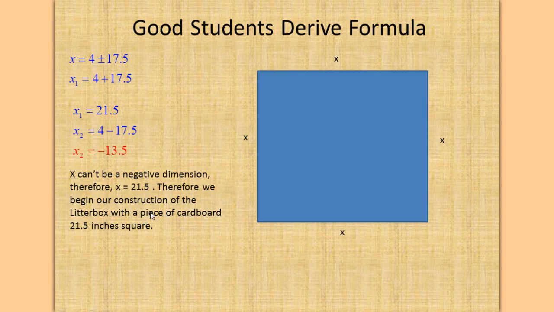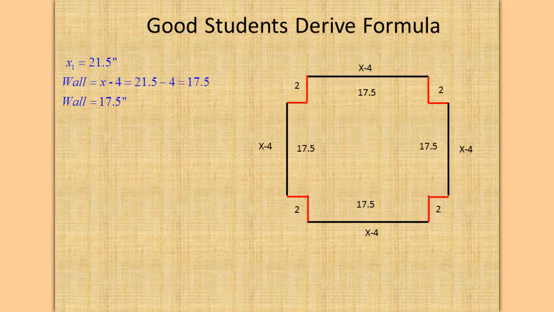Therefore, we begin our construction of the litter box with a piece of cardboard 21.5 inches square. So all of our x's are equal to 21.5 inches. From the quadratic equation, we've determined what our x is supposed to be. Okay, let's continue. Now, if our x is 21.5, then x minus 4 is 21.5 minus 4, and that's equal to 17.5. So therefore, our flaps are 17.5 inches.